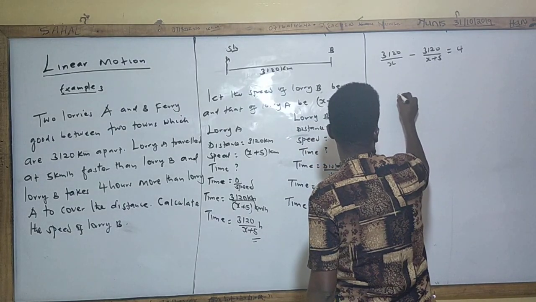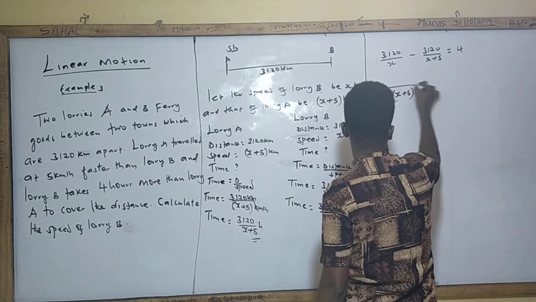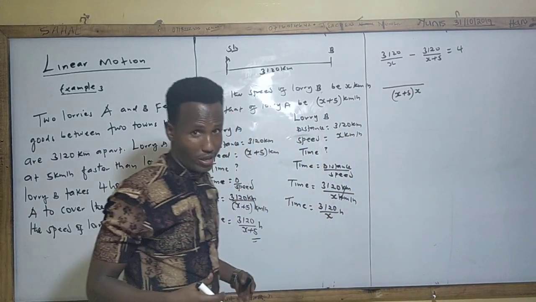Now what's the LCM? Get the LCM. The LCM is (x + 5) into x. This will lead to a quadratic, and you must know the quadratic concept of form 2.